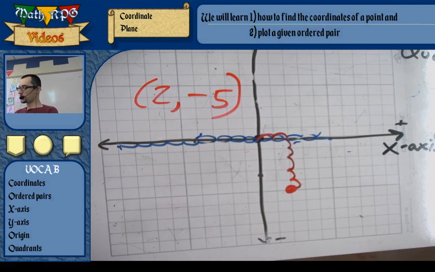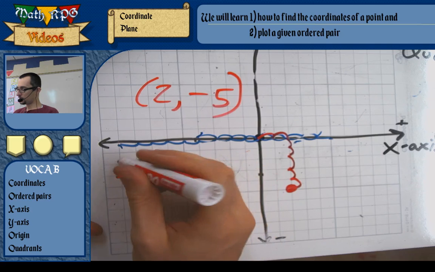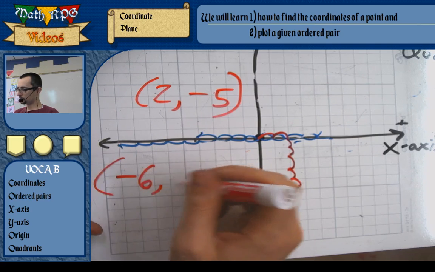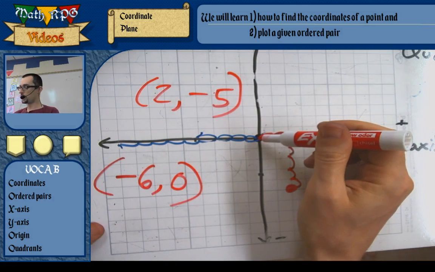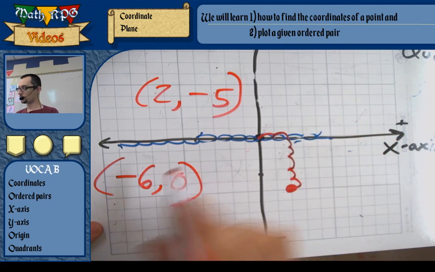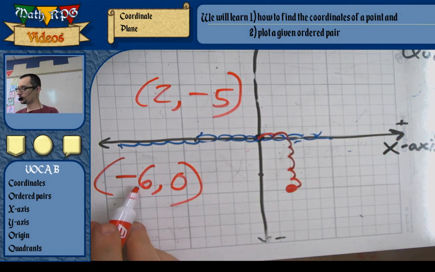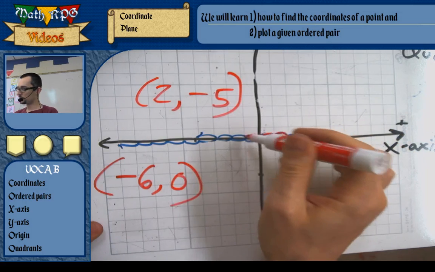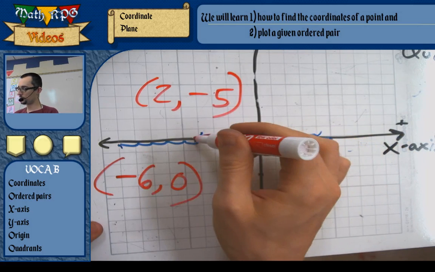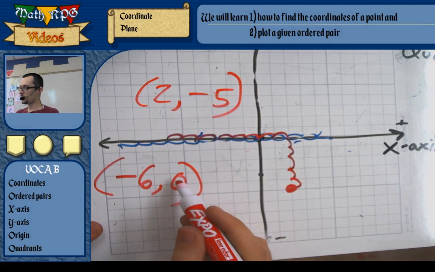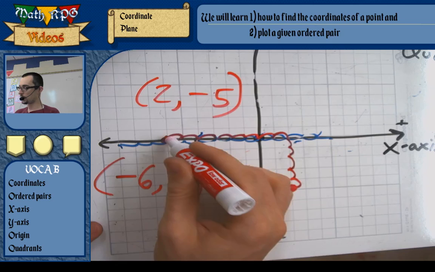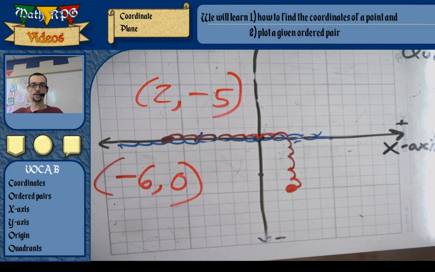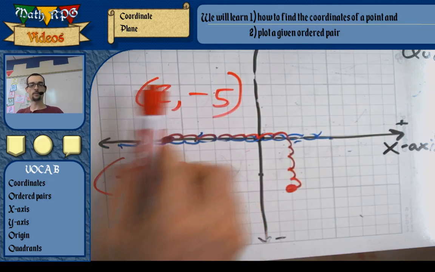Let's do one more. What if I want you to plot the coordinate -6, 0? I'm starting at my origin. Always start at my origin. I'm going to start walking 6. Am I walking to the right or to the left? I'm walking to the left because it's negative. So 1, 2, 3, 4, 5, 6. And then I go up 0. If you go up 0, it means you're not going up at all. You're just staying on that line. So that is going to be right there at the intersection of the x-axis with -6.